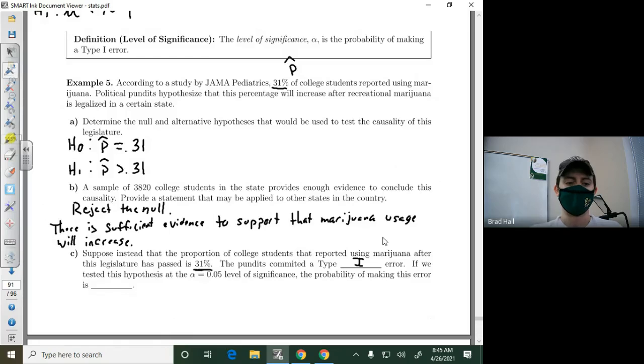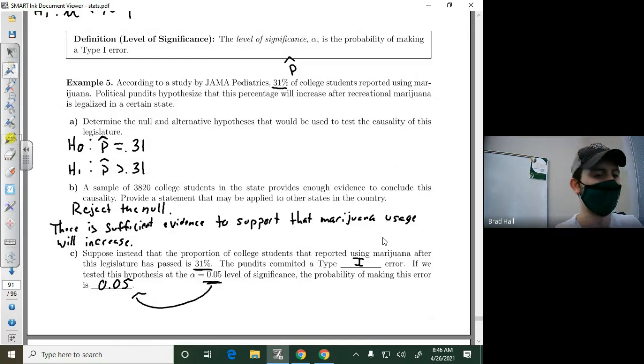So if this hypothesis was tested at the alpha equals 0.05 level of significance, this is a really easy part. It just tells you that the probability is 0.05. There's not really much to do with level of significance in this section, but they brought it up, so I figured I would as well. Notice 0.05 is just telling you how to interpret that symbolism.